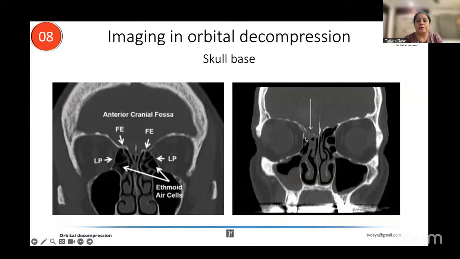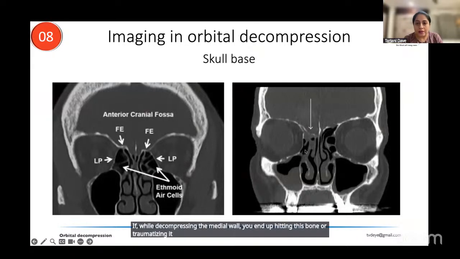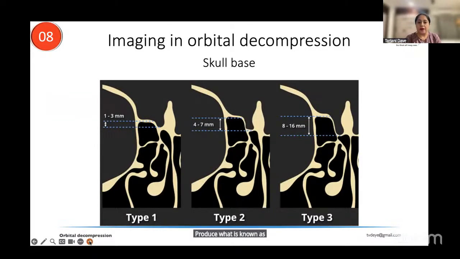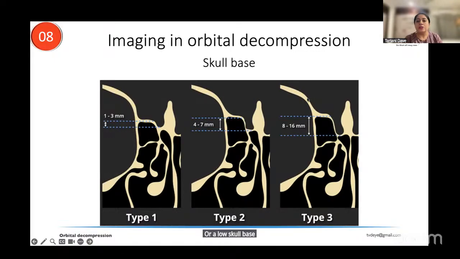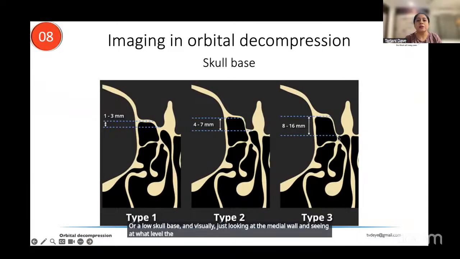If while decompressing the medial wall, you end up hitting this bone or traumatizing it, you'll have one, CSF leak, and two, air go up into the brain, which can produce what is known as pneumocephalus. So analyzing your skull base preoperatively is very important. You'll have patients who have a high skull base or a low skull base, and visually just looking at the medial wall and seeing at what level the skull base is will give you an idea.